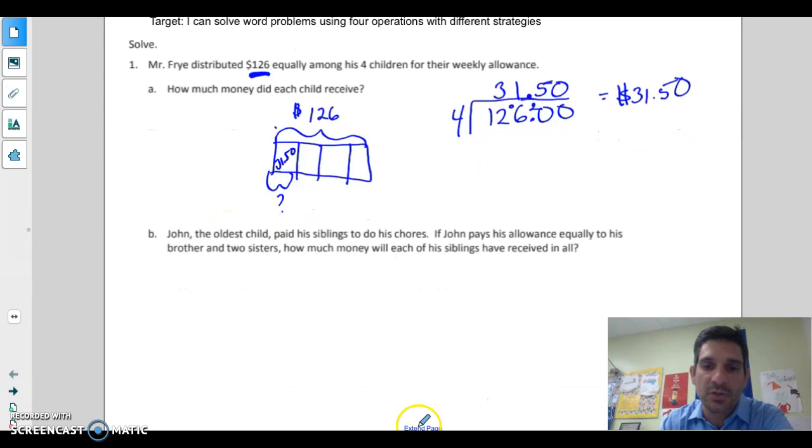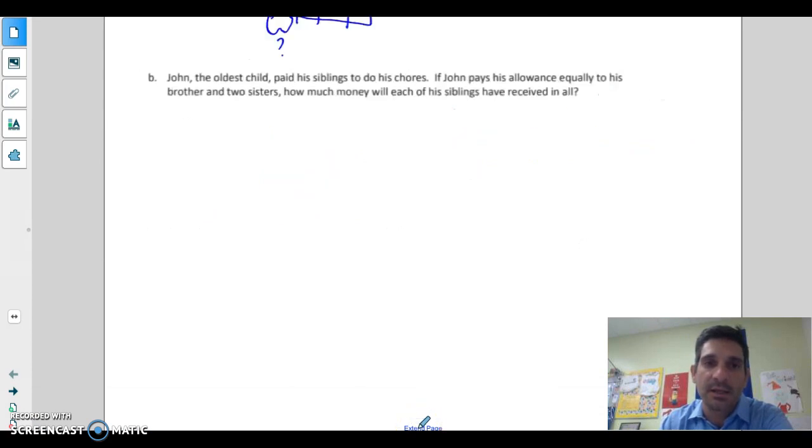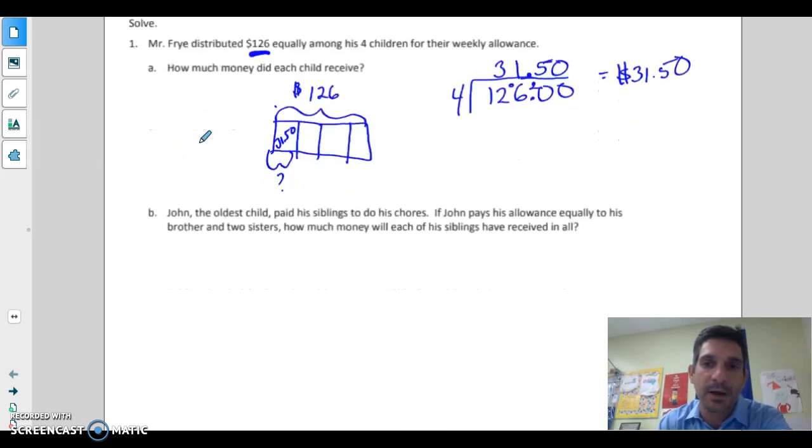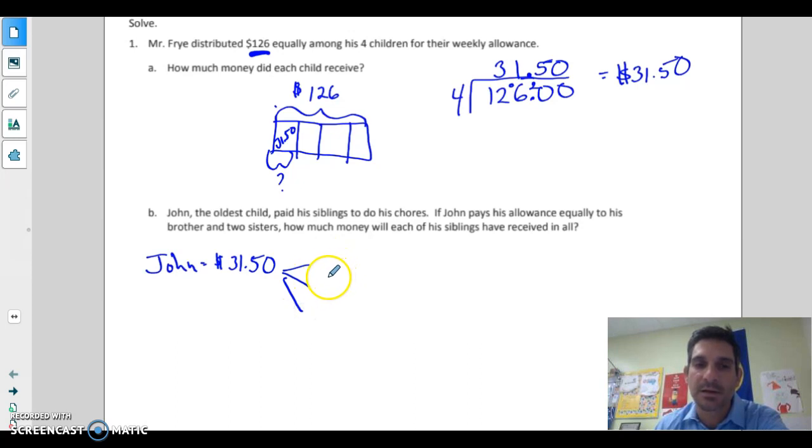Now, John is a really nice kid. The oldest paid his siblings to do his chores because John would rather just play games. So if John pays his allowance equally to his brothers and sisters, how much money will each of his siblings have received in all? So this is a 2-part question. So you know he's going to get $31.50. Now he doesn't want that, so he's going to split it between his 3 siblings. So we need to do 31.50 divided by 3. Decimal point goes straight up.